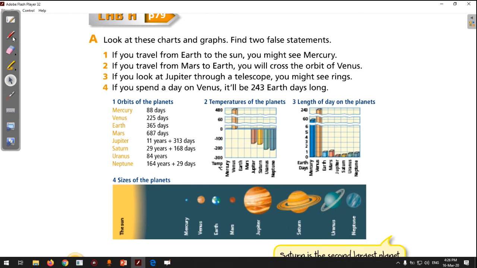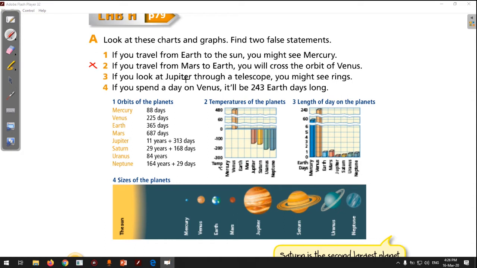The first one: if you travel from Mars to Earth, you will cross the orbit of Venus. We cannot travel from Mars to Earth and across the orbit of Venus, which goes like this. We're gonna travel this way. So this sentence is wrong.